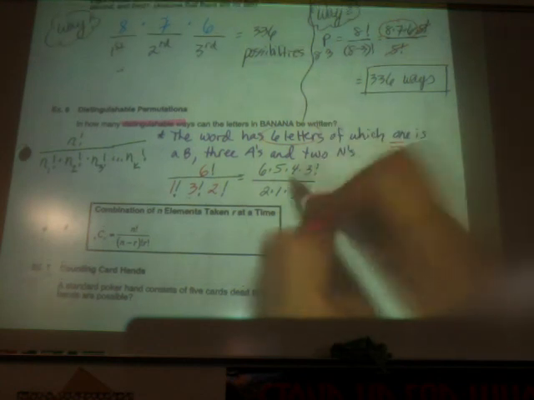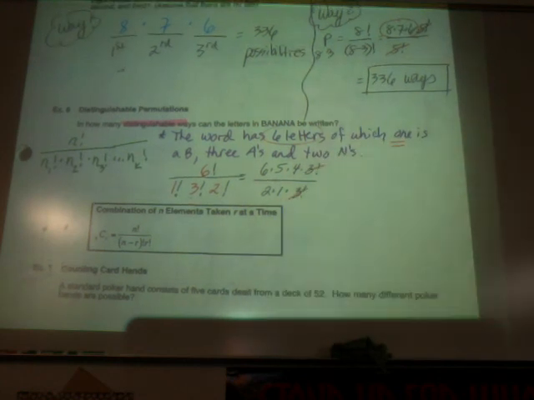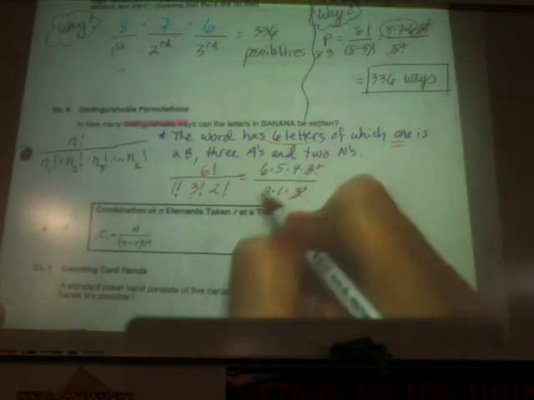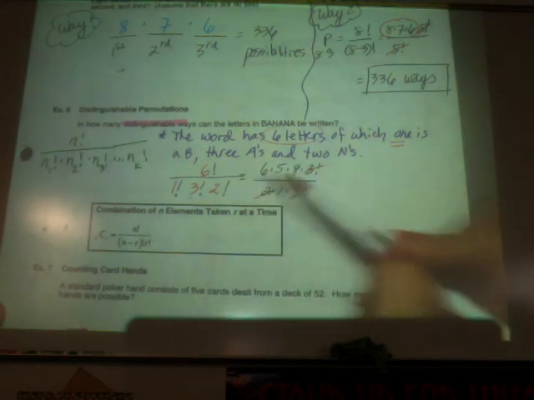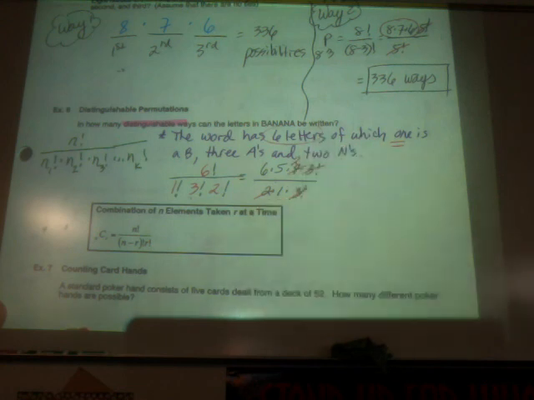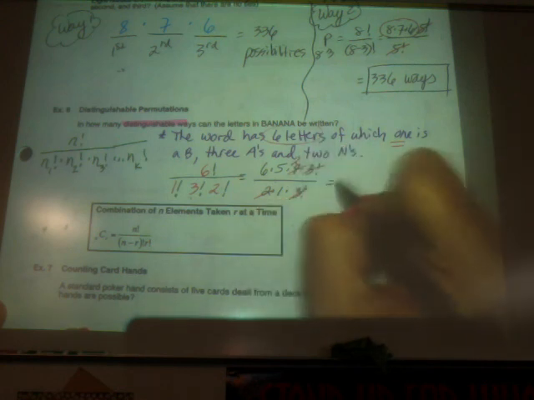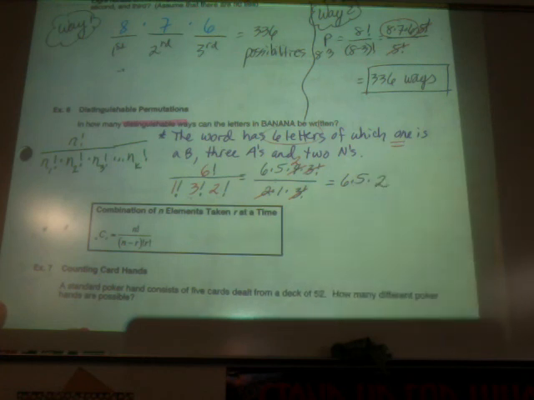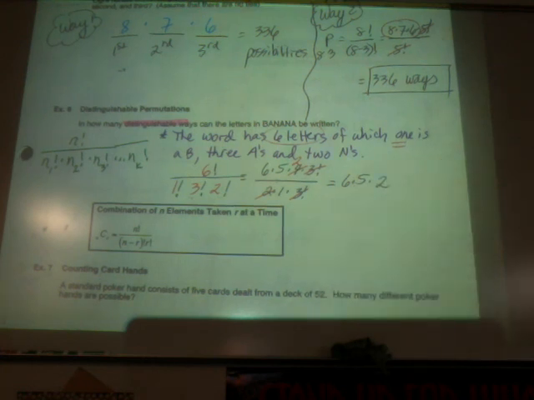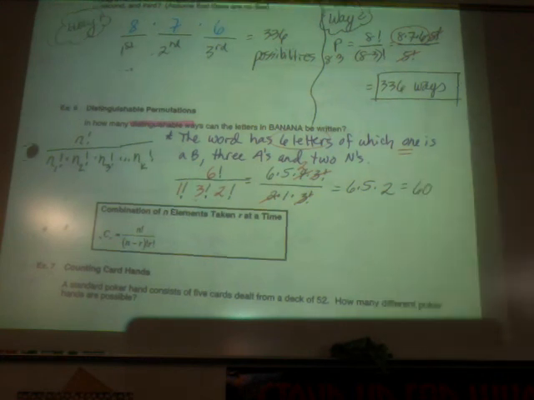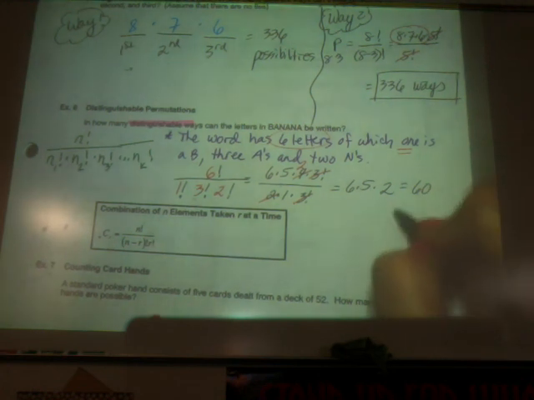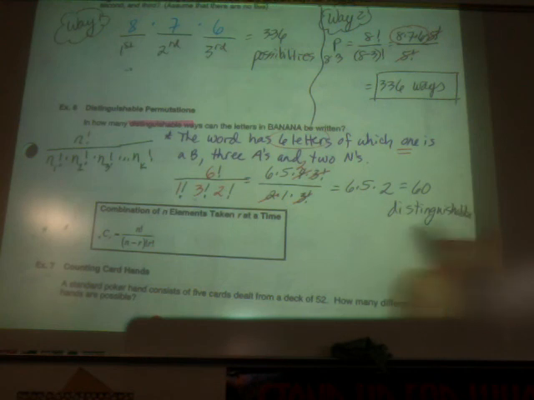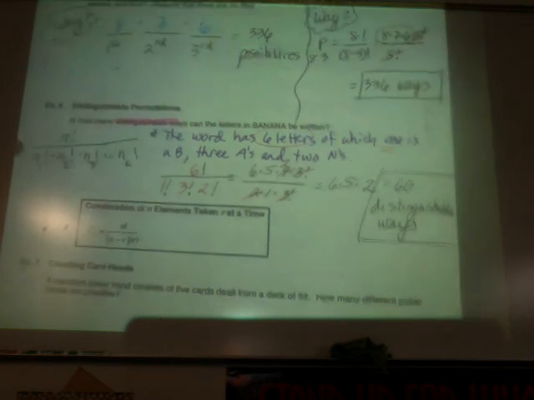So I'm going to cancel this 3 factorial with that 3 factorial. Everything in the denominator has to cancel with something in the numerator. Then this 2 can either cancel into the 6 or the 4, but not both. So you choose. I'm going to choose to cancel it into the 4. And that leaves me with 6 times 5 times 2 only. Everything in the denominator canceled out. It'd be much easier to do 5 times 2 is 10 and multiply that by 6, right? So doesn't that give me 60 distinguishable ways that I could arrange the letters of banana.